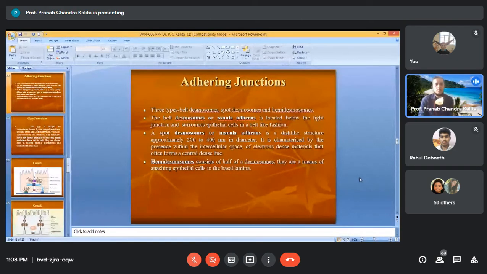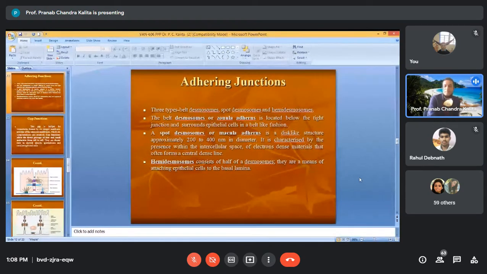Spot desmosome is a disc-like structure, approximately 200 to 400 nanometers in diameter, and it is present within the intercellular space. And hemidesmosome is about half of the desmosome. So type number one is the adhering junctions, the second broad category, with three types: belt desmosome, spot desmosome, and hemidesmosome.